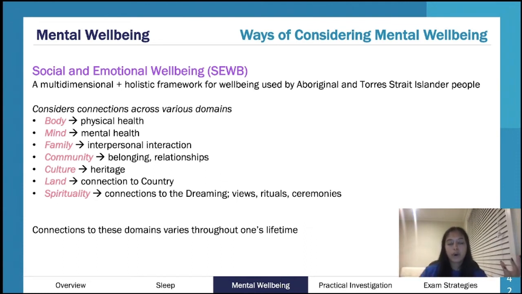So when you're thinking about body, you're thinking about physical health, mind, mental health, and so on. These are all respective domains within themselves, but it's important to understand that they all interact, and you're thinking of this as forming and shaping one's well-being at that present time.